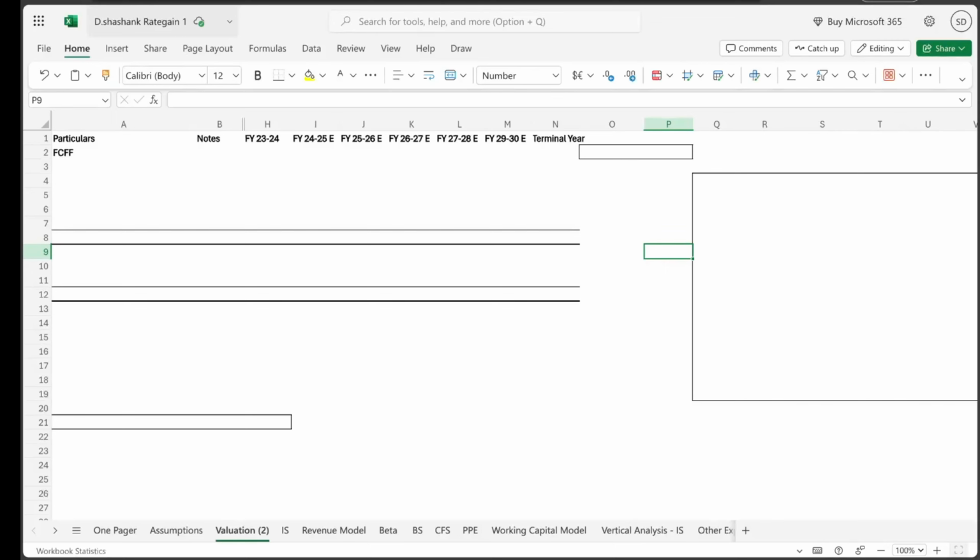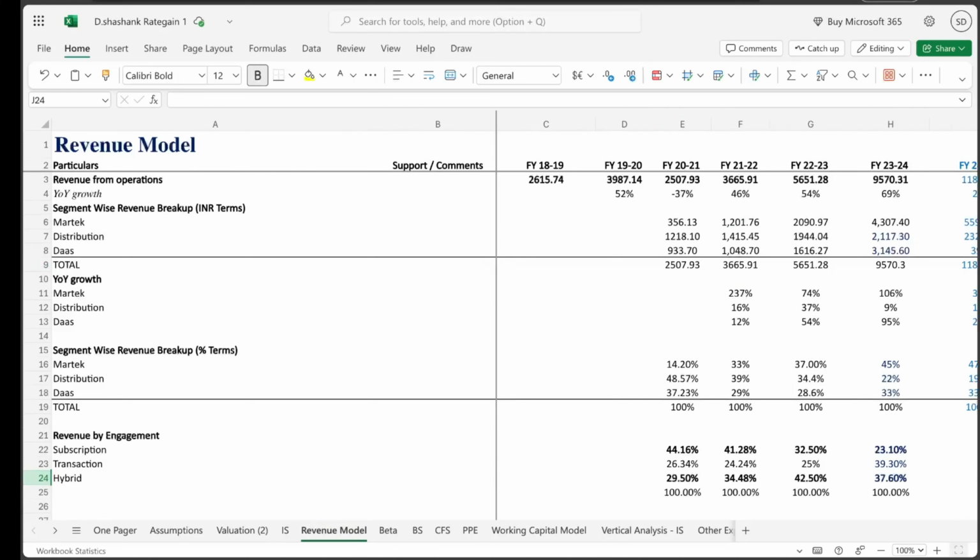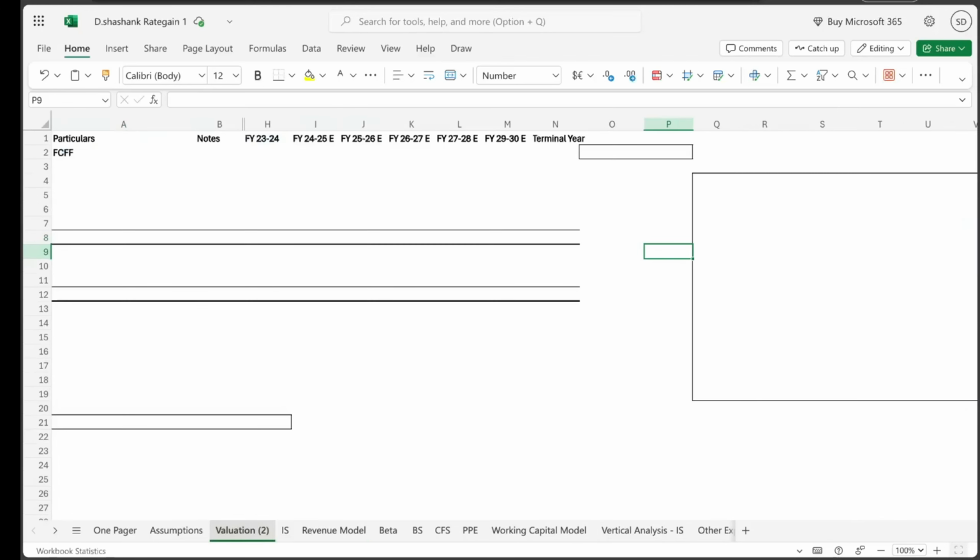So let's quickly practice DCF on a public company called Redgain. It's a SaaS company for the hospitality business. It basically has three revenue streams: one is martech, another is distribution, and another is DaaS. You don't need to know what these business segments are right now. We are just going to focus on valuation. We just need the company's numbers. Otherwise, the business model or everything about the business, you don't need to understand right now.